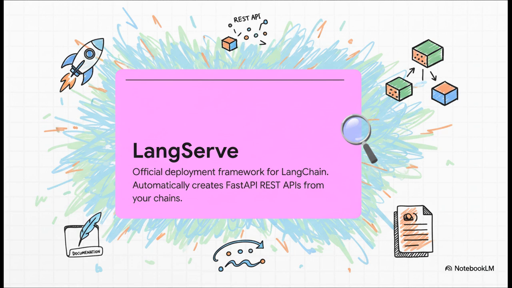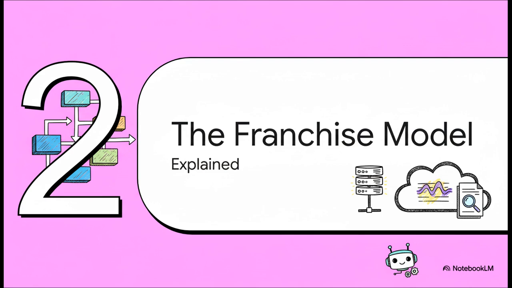So what is LangServe exactly? Think of it as the official deployment toolkit for LangChain. Its entire purpose in life is to take that chain you've already perfected and, this is the magic part, automatically wrap it up into a production-ready REST API. And it does this using FastAPI, which is a brilliant choice, by the way. FastAPI is known for being super fast and great at handling all those async requests, making it a perfect partner for LLMs.